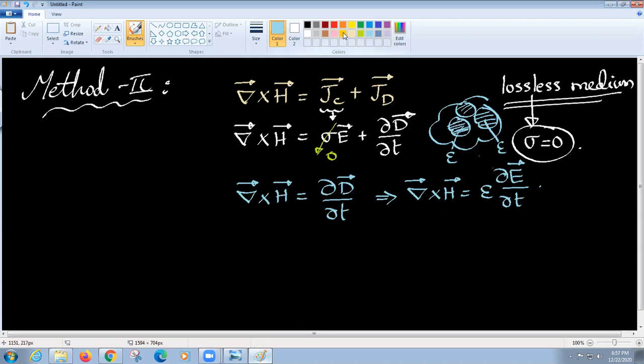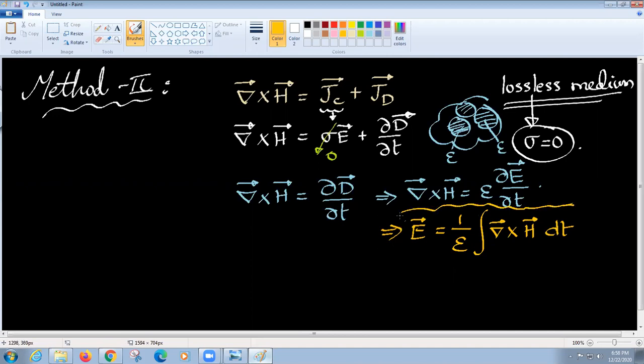Now, anyways, you're dealing with a homogeneous medium, so no big deal. So I can make my E like this. If I apply integration on both sides, you have 1 over epsilon times the integral of curl of H dt. So I can approximate this way. All right. Now I know this may be a lengthy process, but one should know how to tackle these things also. Okay.